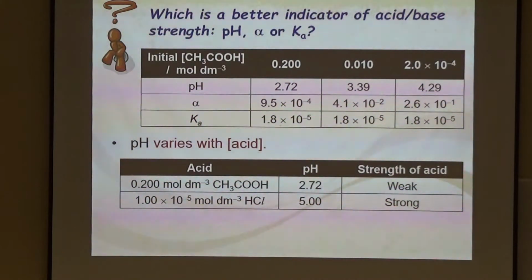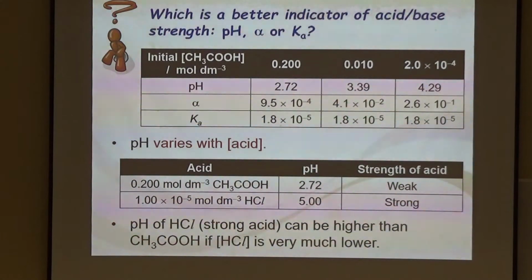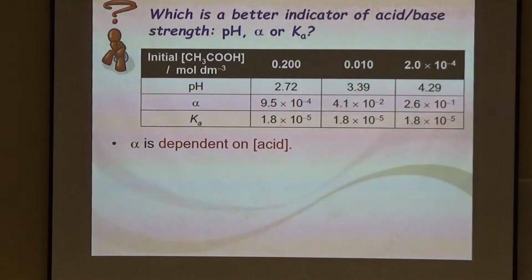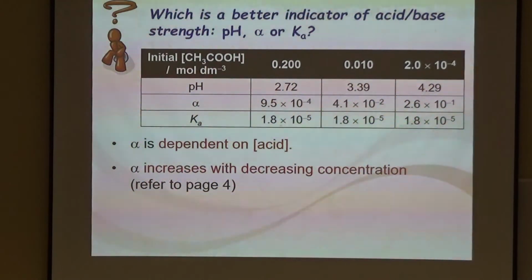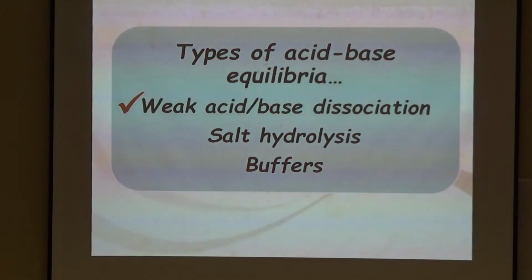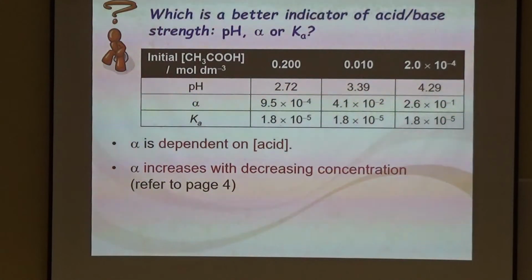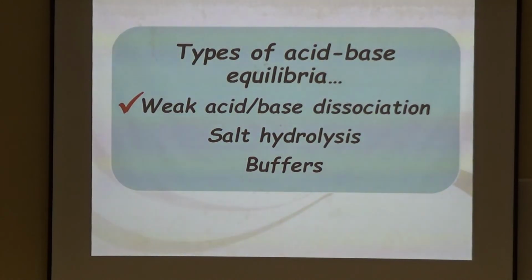Now, for pH, you must be aware of the concentration. Just by looking at the pH here, you may think that ethanoic acid is a stronger acid than HCl. But that's not true, it's just because the HCl concentration is very low. So alpha is dependent on the concentration of acid, increasing with decreasing concentration. So look at page 4 there. Now, the next thing is salt hydrolysis.